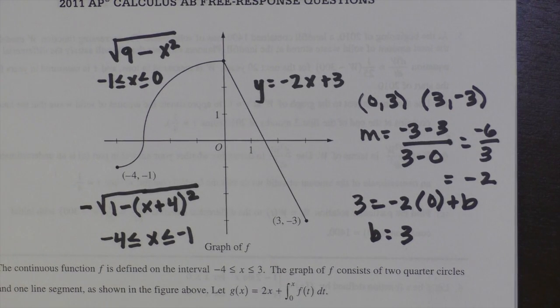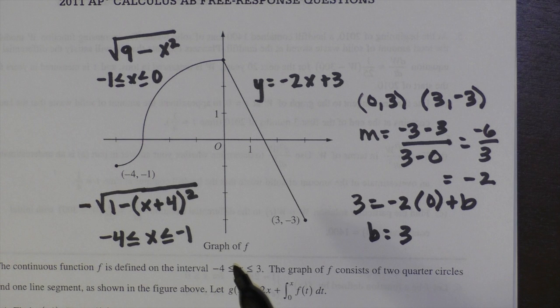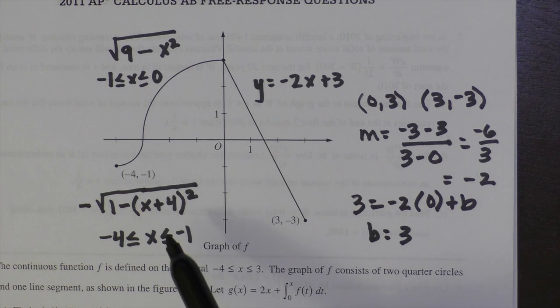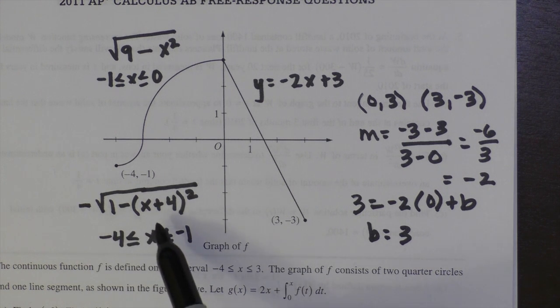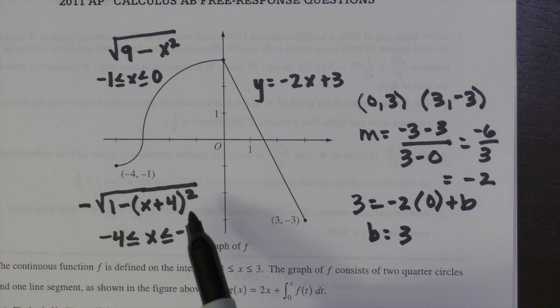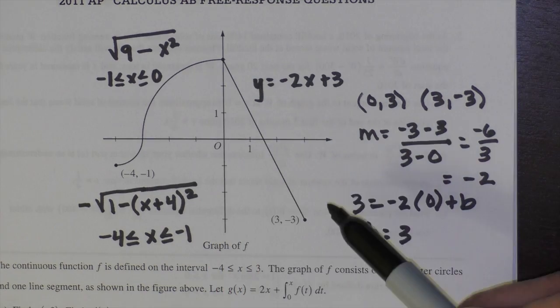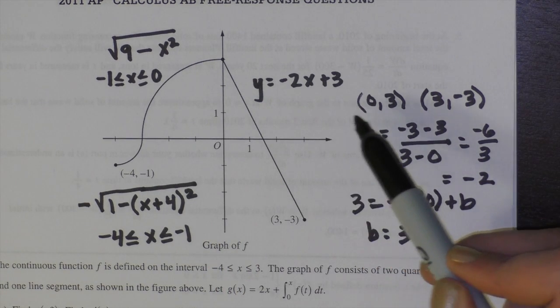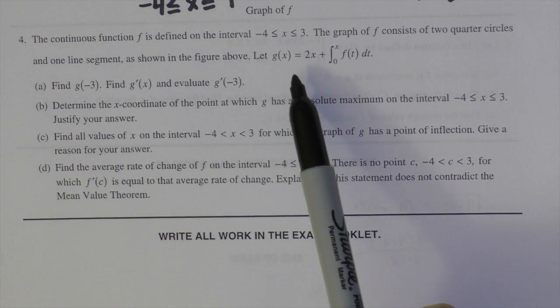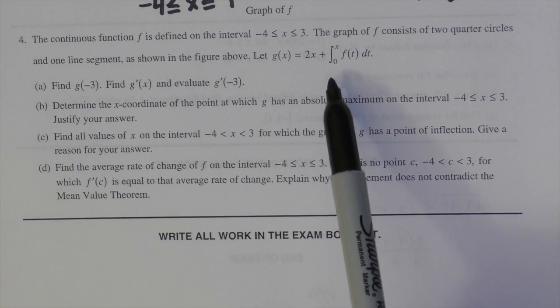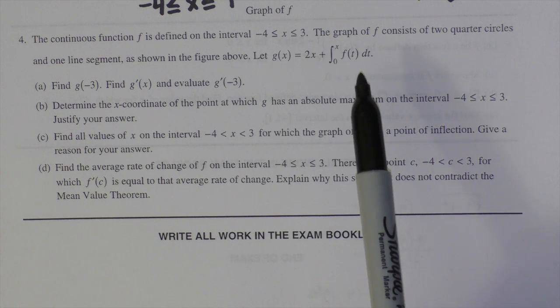First, we're going to look at the information provided by the problem, which is given in a graph of f, which is a piecewise function. The first part of the piecewise function is negative square root of 1 minus quantity x plus 4 squared, then square root of 9 minus x squared, and y equals negative 2x. Information given to us by the problem is that g(x) is equal to 2x plus the integral from 0 to x of f(t).